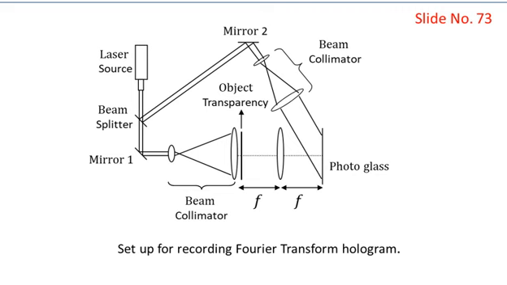Now the other part of the beam from the beam splitter goes towards the mirror M2. After reflection from M2, the beam also passes through a beam collimator, where the diameter of the beam is not only expanded but the beam is also converted into parallel wavefronts. This beam, which we call the reference beam, also illuminates the photoglass at some angle. So the object beam, which is the Fourier transform projected onto the photoglass, and the reference beam from the mirror M2 interfere together and form a hologram which we call the Fourier transform hologram, because the object beam is in the form of a Fourier transform of the object transparency.